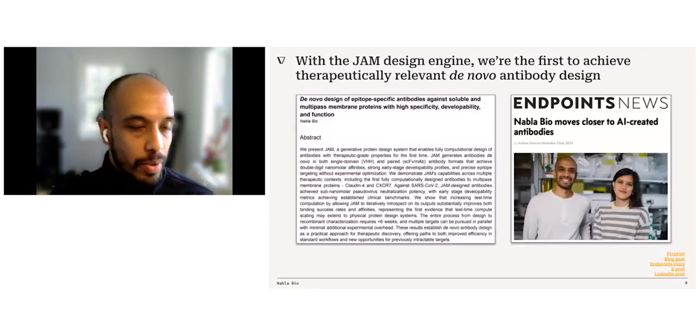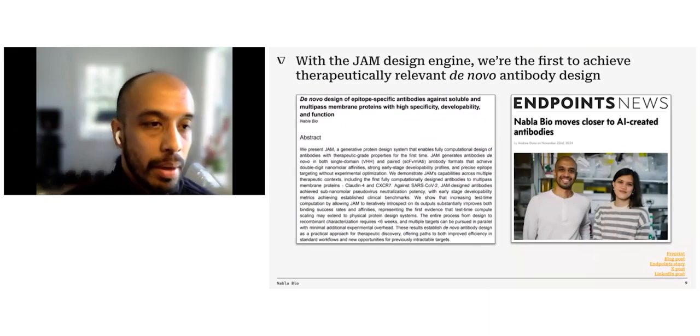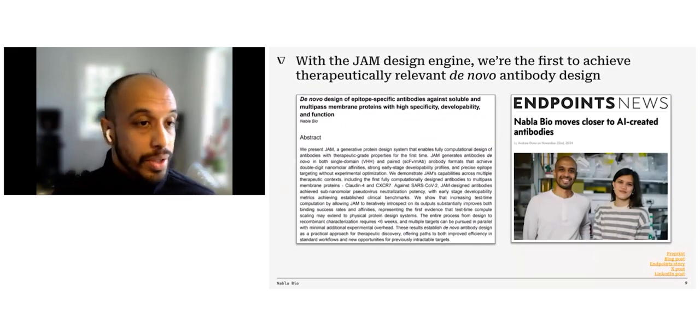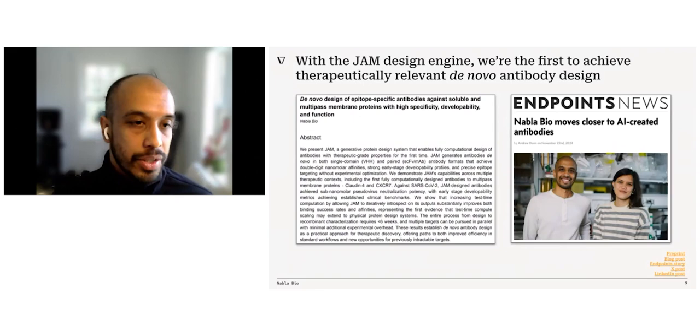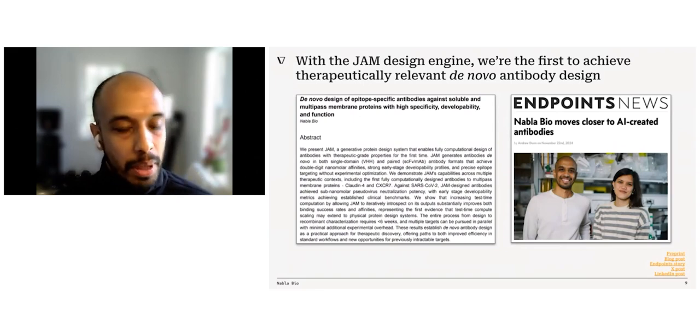I also want to refer folks to a paper we recently published on the results that JAM has been able to achieve on a variety of different soluble and multipass membrane protein targets. A lot of the slides are talking through figures that we have in the paper, and this has been covered in the press as well.